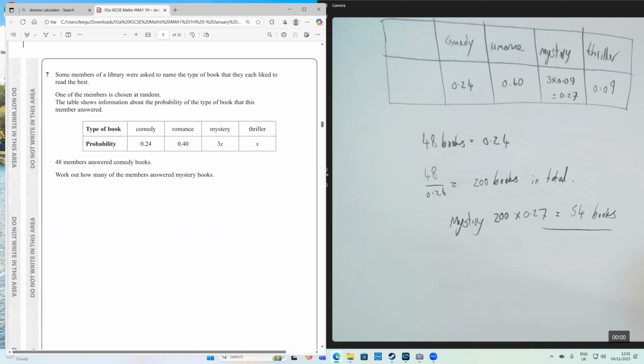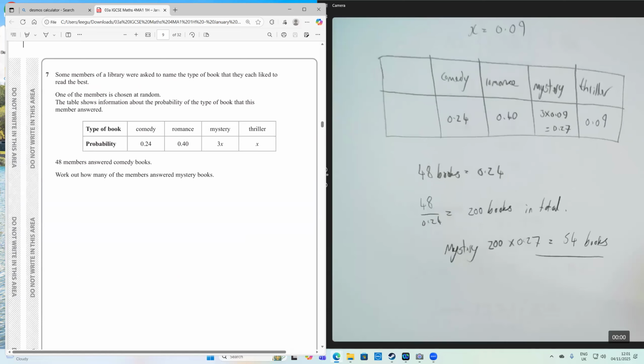Some members of a library were asked to name the type of book that they each like to read best. One of the members is chosen at random. The table shows the information about the probability of the type of book that this member answered. So we've got comedy and romance are 0.24 and 0.4 respectively. Mystery is 3x and thriller is x.